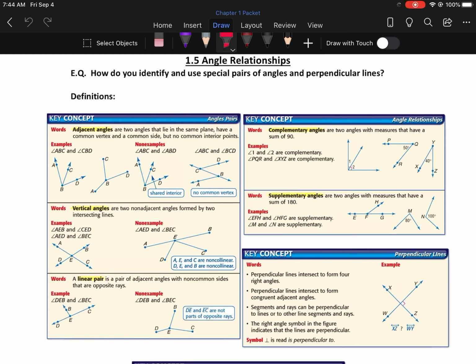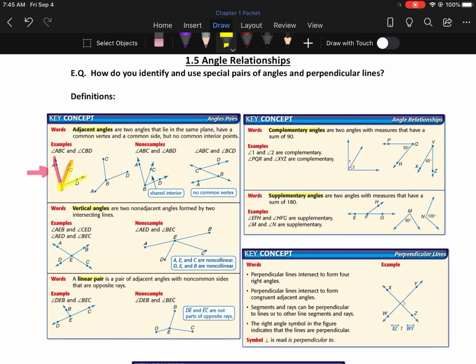If we look at the examples here, you notice how in this first one, angles ABC and CBD are adjacent angles. They share that common vertex of B, they share the common side of BC, but they don't touch one another, they don't overlap. Same for the second drawing.